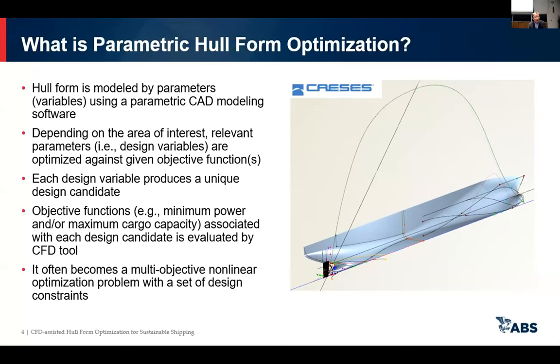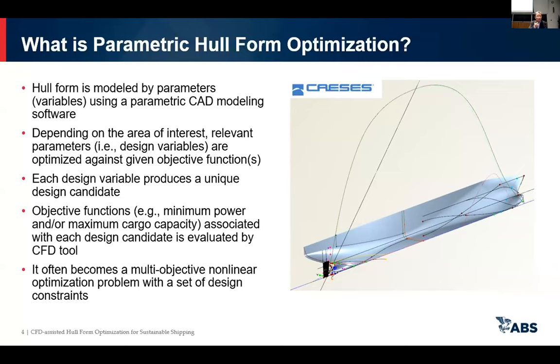Depending on the area of interest, relevant parameters, design variables should be chosen and optimized against a given objective functions. Each design variable produces a unique design candidate. So here in the context of a hull form optimization, when number changes, hull form changes. If you want to change bow, bulbous bow may take a different form. Objective functions can really be anything. Usual or most common one is minimum power or maximum cargo capacity or combination of both. And these objective functions will be evaluated by CFD tools.